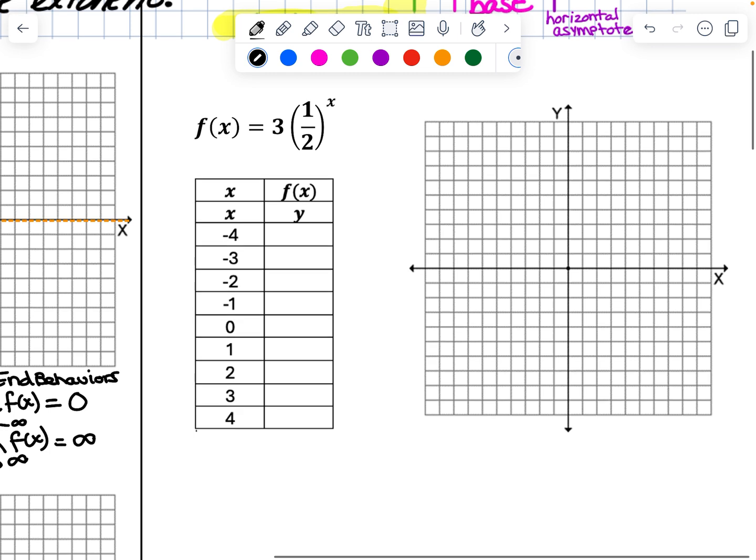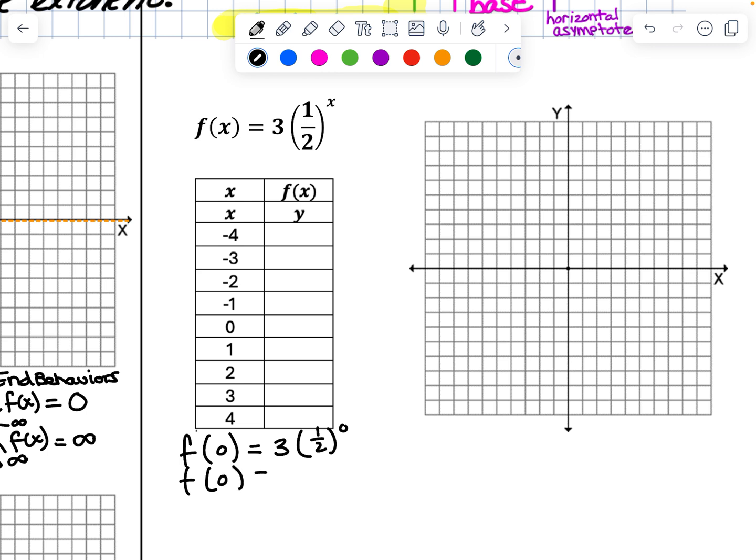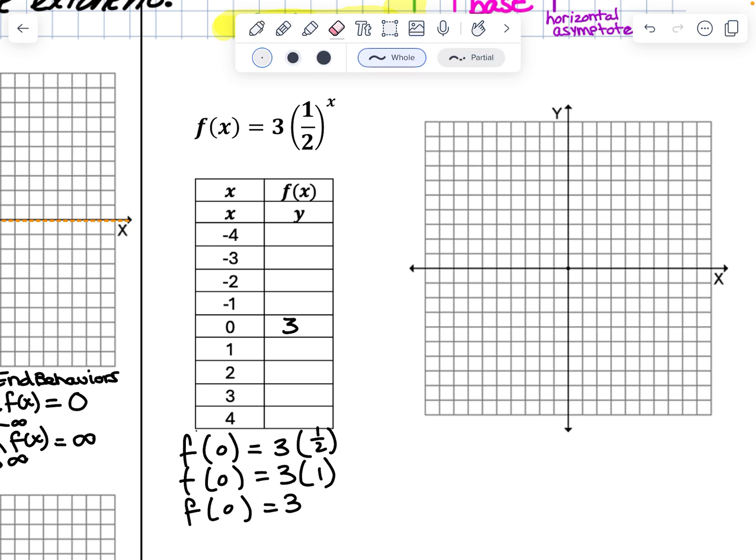So if we put 0 in for x, we have 3 to the half power, times 1/2 to the 0 power. That is 3 times 1. That is 3. So when x is 0, y is 3. Okay. What about when it is 1? Let's put it in and see. What about when x is 1? This is 1/2. This is 3/2.